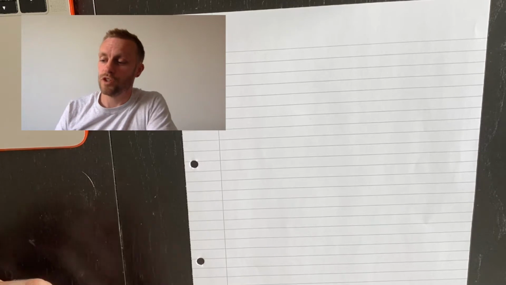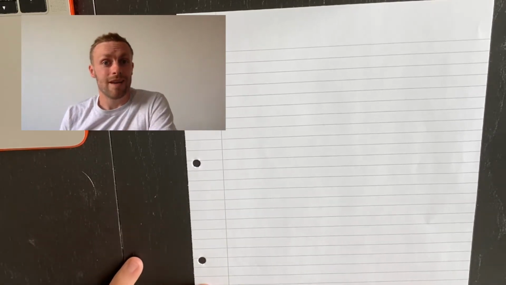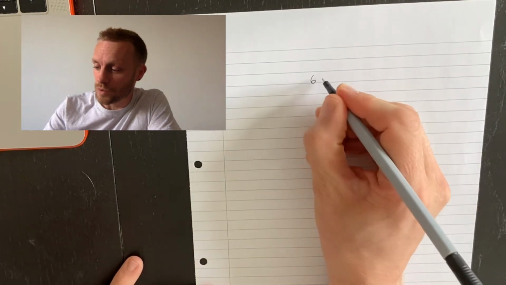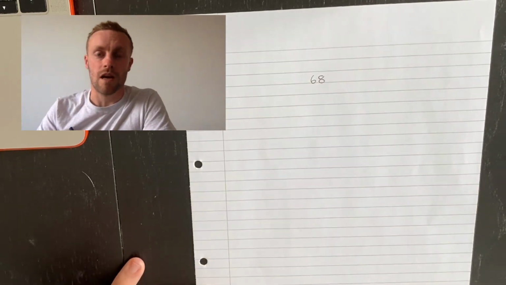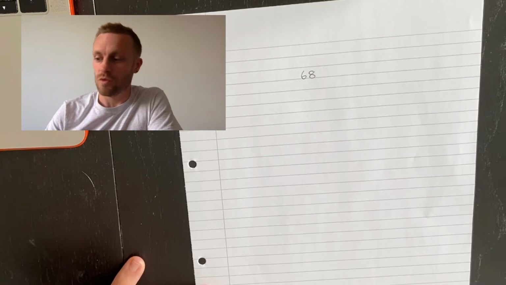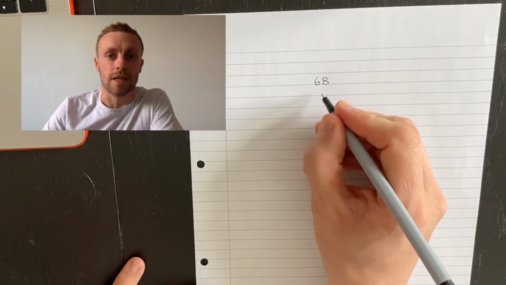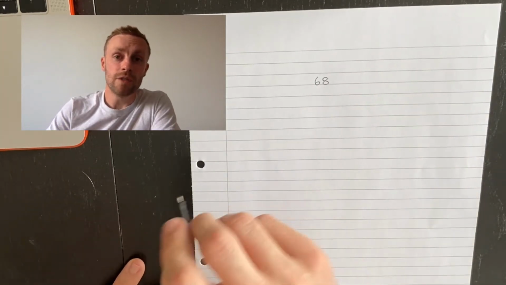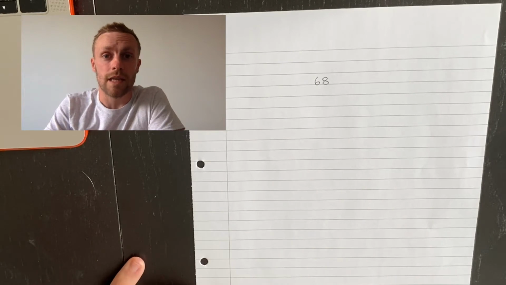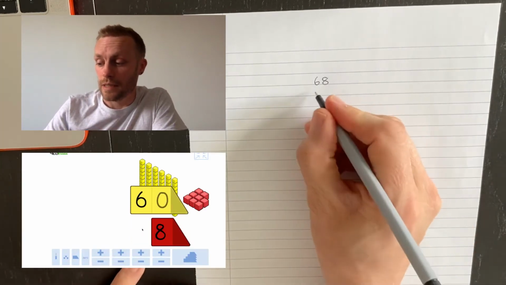So let's have a look first of all if I went into a shop and an item was half price. So I've got an item that was £68 and it's half price. The first thing I need to do is to blow up that number. I need to partition it and to split it up.